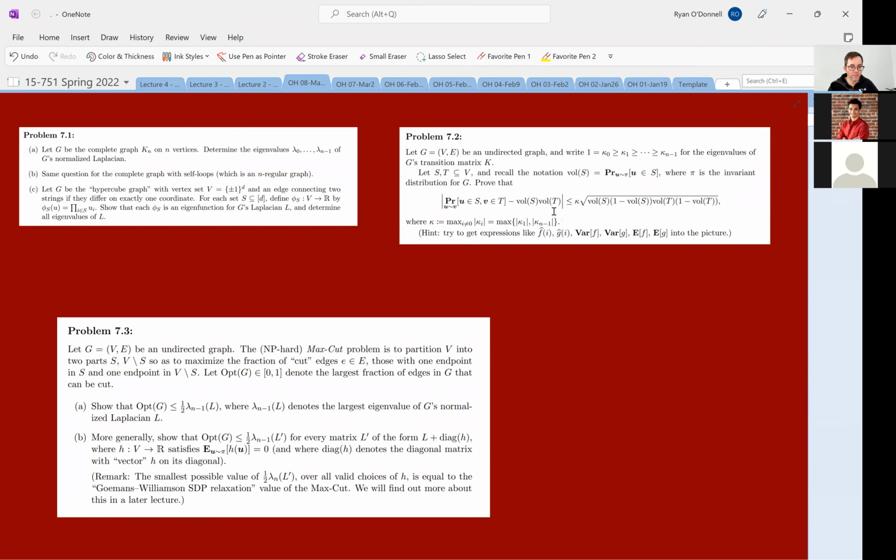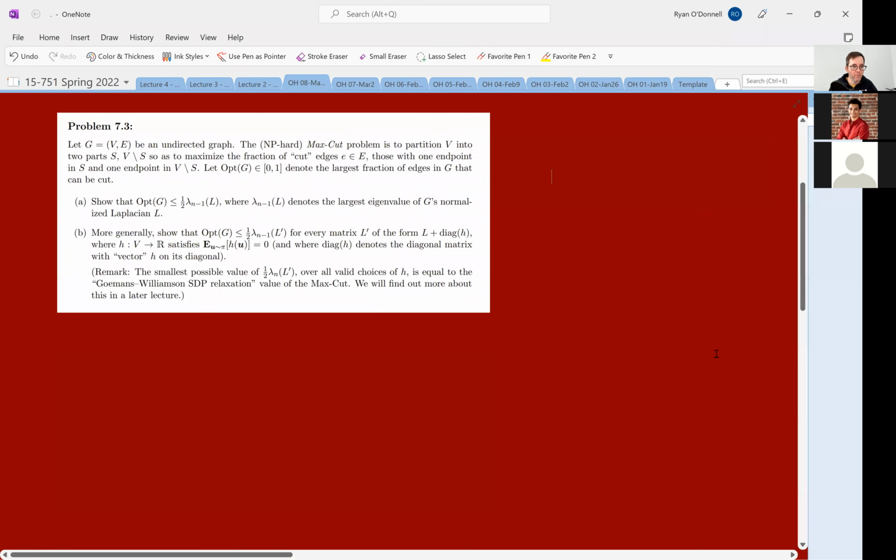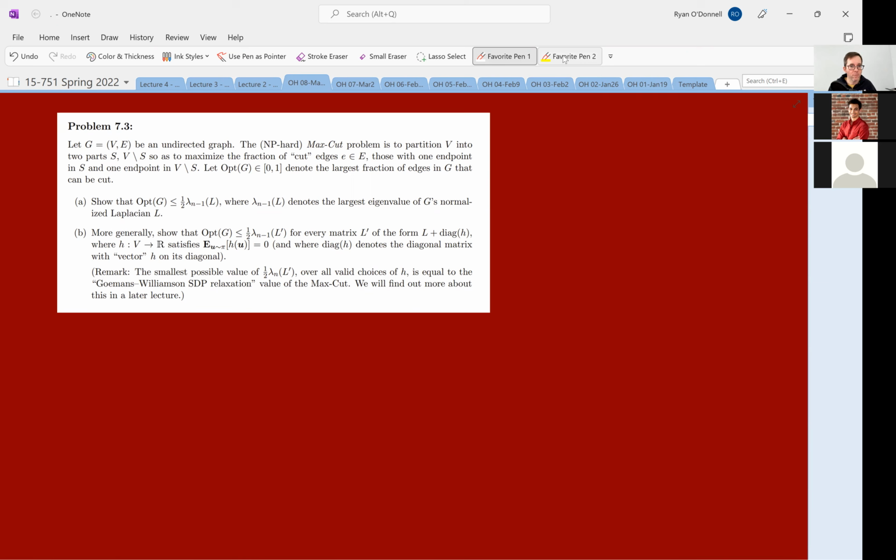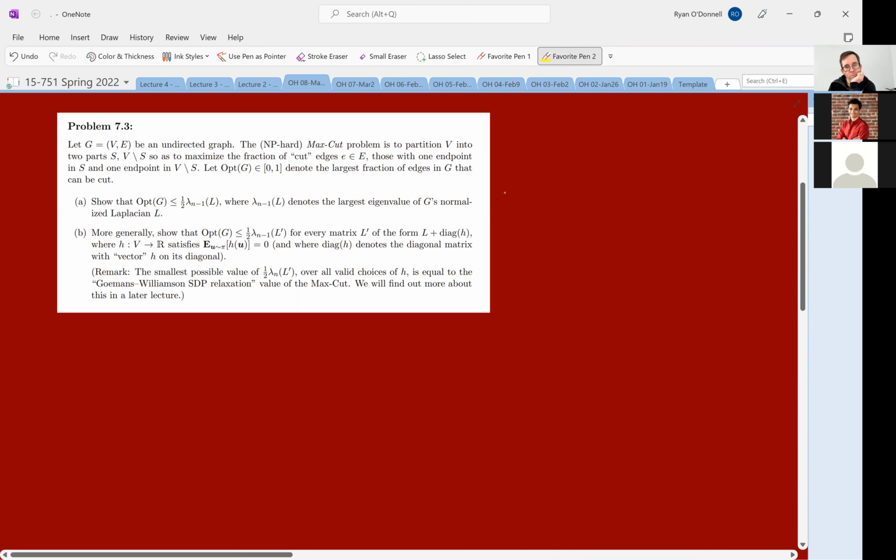I guess in this one for part B, I was somewhat stuck on how to show it. For part A, I was able to get it using the Rayleigh quotient formulation, but I wasn't sure how to use that in part B. I was trying to get the Rayleigh quotient in a form where we can talk about the quadratic form of H or something, but I wasn't sure how to do that. So maybe we could just discuss that. Sure. Why don't you tell me about how you did part A?